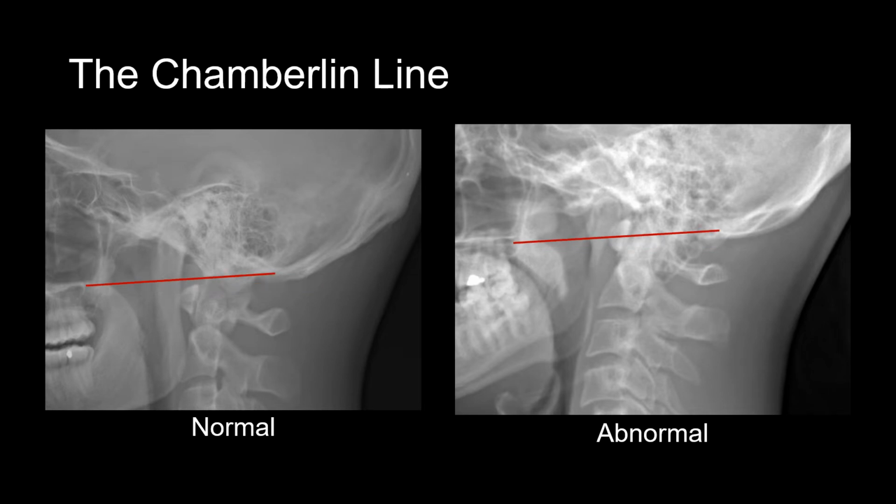The Chamberlain line is a similar line, and it's evaluating the same thing. As you can see, these images are the same, but instead the Chamberlain line is drawn from the base, or the posterior aspect, of the hard palate to the opisthion, or the posterior margin of the foramen magnum. This line is not preferred over the McGregor line simply because it's more difficult to determine where that landmark is versus just finding the base of the occiput here.